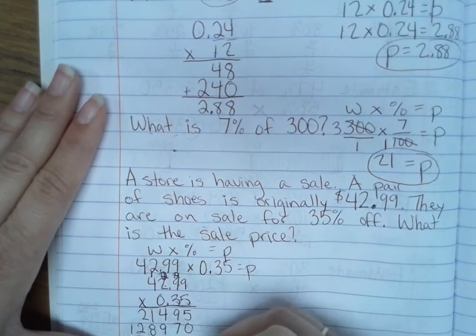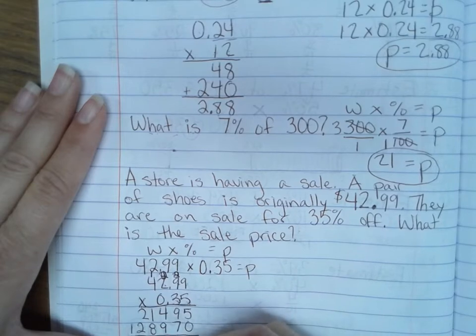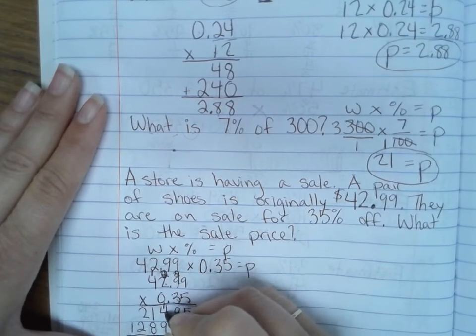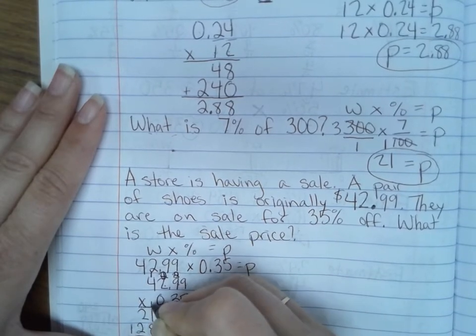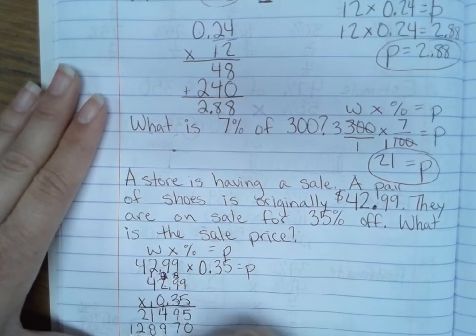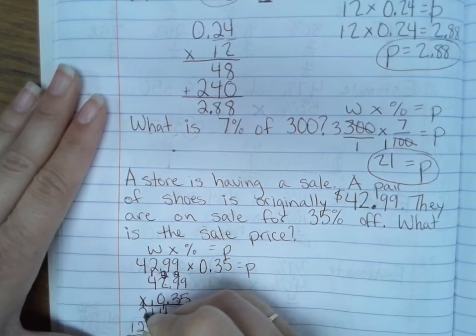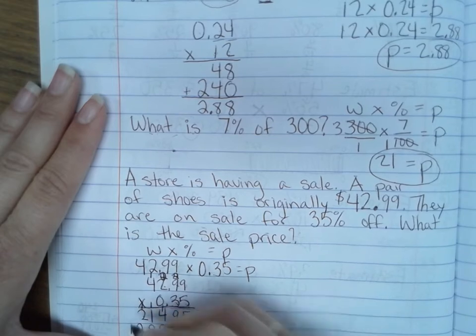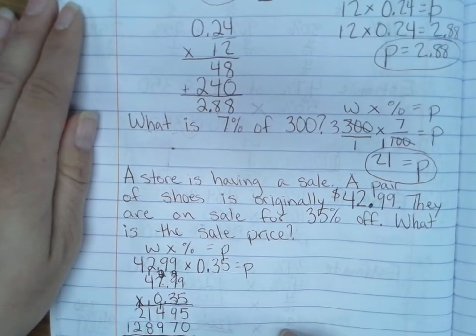Add it up. 5 plus 0 is 5. 9 plus 7 is 16. Regroup 1. 1 plus 4 is 5. 5 plus 9 is 14. Regroup 1. 1 plus 1 is 2. 2 plus 8 is 10. Regroup 1. 1 plus 2 is 3. 3 plus 2 is 5. And 1.